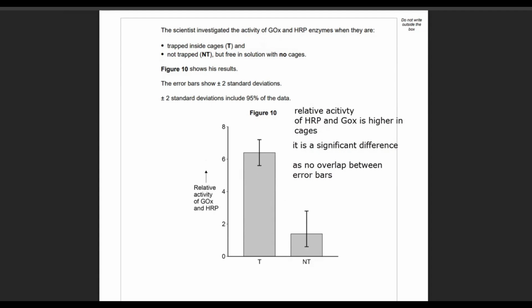Okay, you could word this slightly differently, if you prefer. You could say the relative activity of HRP and GOX is significantly higher in the cages than not in the cages. And this is shown by the fact there's no overlap between the bars. So, yeah, that's what we could say. And that gets you 3 lovely marks.